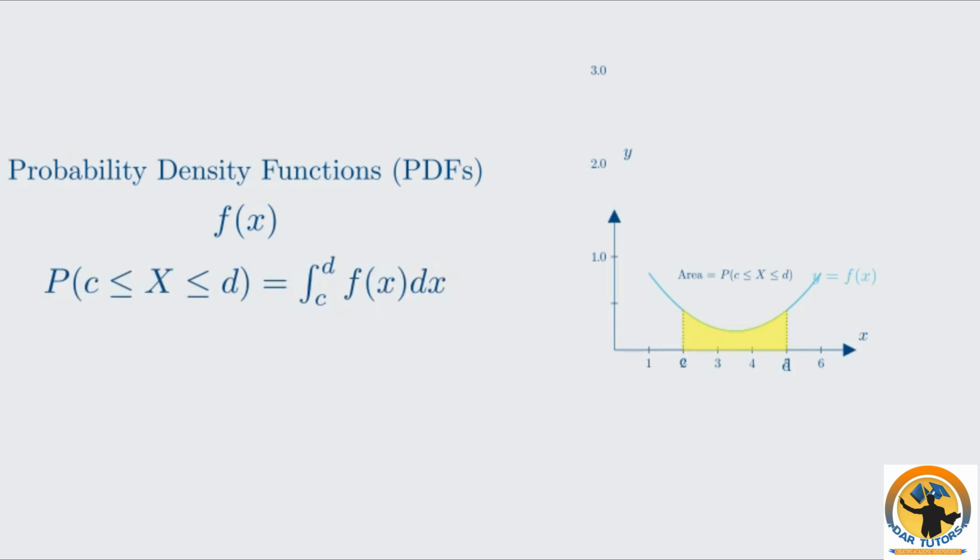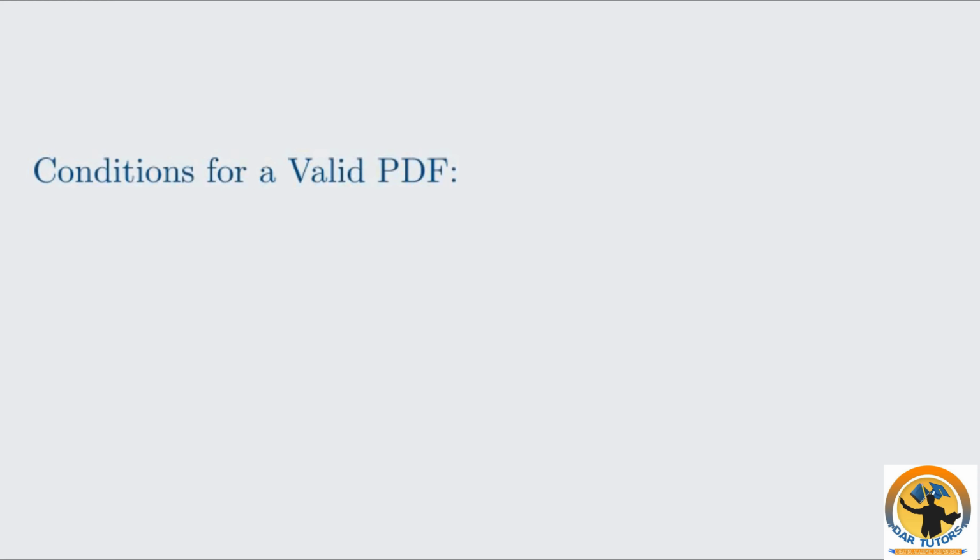In calculus, we know that the area under a curve is given by the definite integral. Therefore, the probability is equal to the integral of f of x from c to d. This is the cornerstone of probability for continuous variables. For any function to be a valid probability density function, it must satisfy two essential conditions. First, the function's value must always be greater than or equal to 0 over its entire domain. Why? Because the function's curve must always lie on or above the x-axis for the area under it to be positive or 0, which makes sense because probabilities can't be negative.